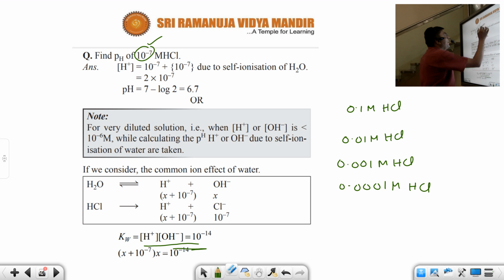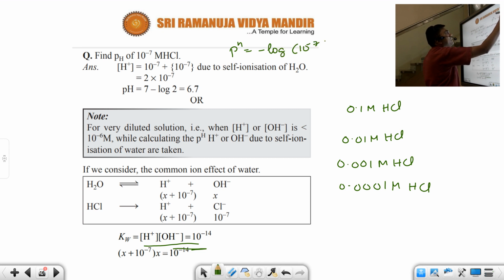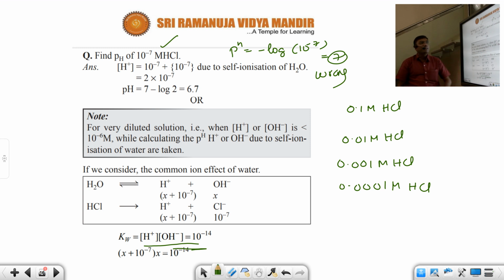So if you find the pH value for this, pH is equal to minus log H plus. The H plus value is 10 power minus 7. It must be 7, and HCl cannot be 7. So it is a wrong answer, a wrong interpretation and wrong comprehension. Well, what to do? Very simple.